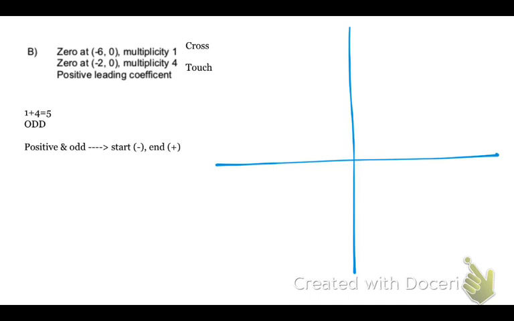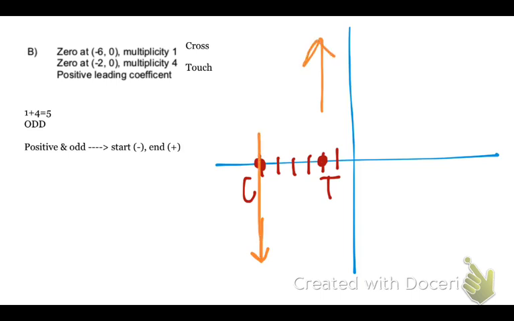So we have negative 6, 0, 1, 2, 3, 4, 5, 6. And that's going to cross. Negative 2, 0, that's going to touch. And we start negative and we end positive. So this is going to cross, go down and touch, and just bounce right back up. Kind of like a bouncy ball. It's just going to touch it and bounce right off.